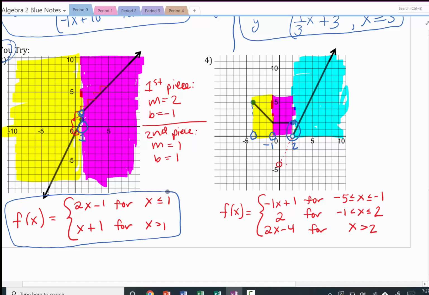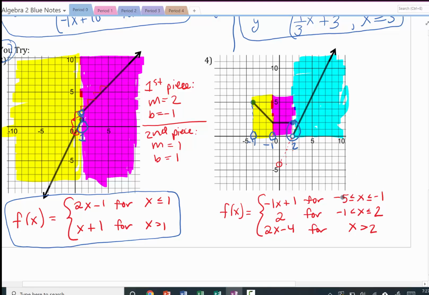Then for number 4, there were 3 different parts. You can see the 3 different domain restrictions. There were 2 segments and then 1 ray. For the first segment, it was between the x values of -4 and -1.